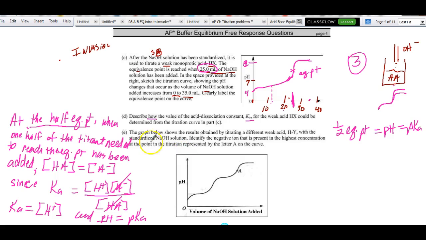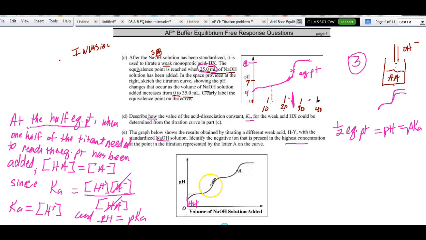Okay, all right, so now the graph below shows the results obtained by titrating the weak acid H2Y with a standardized NaOH solution. Identify the negative ion present at the highest concentration at the point of the titration represented by the letter A in the curve. Okay, so let's look at what's happening. At the beginning down here, we have H2Y. That's all we have at the beginning, none added.